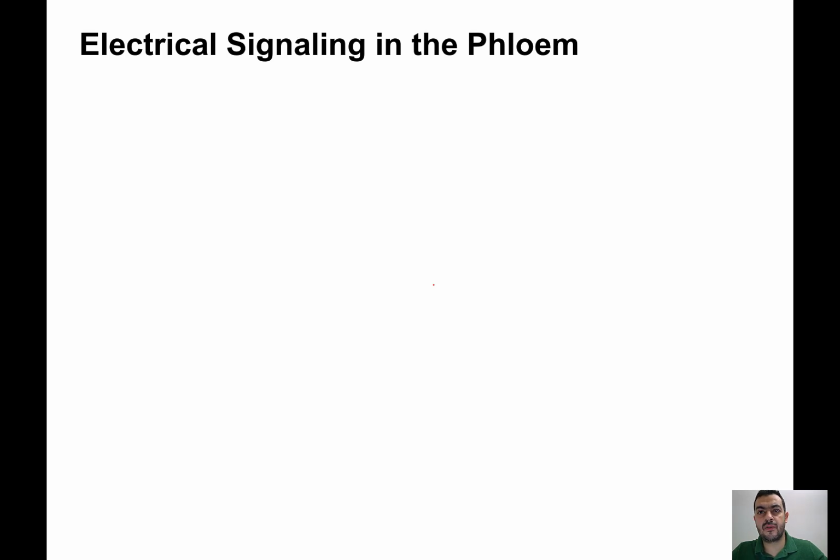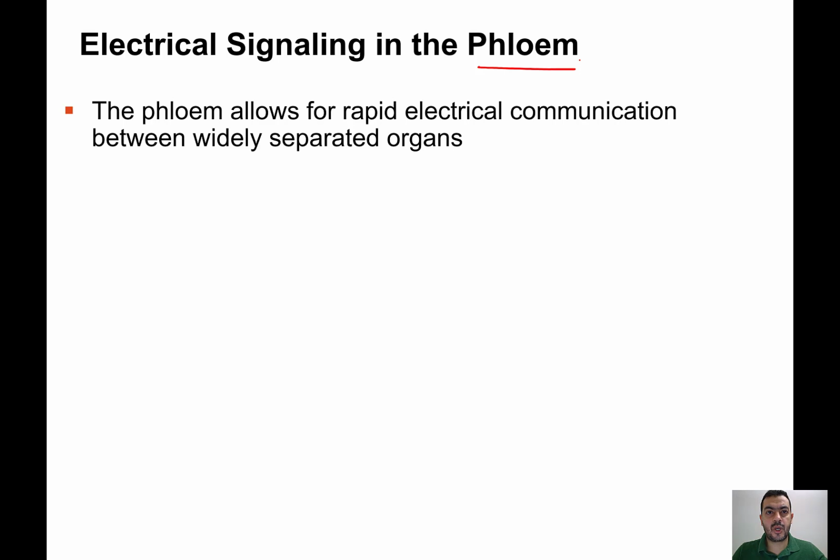So we have already covered the phloem in a previous video, and we have discussed the main role, which is the transport of the products of photosynthesis, so the sugars, from the producers, which are the leaves, to the different parts of the plants. So in addition to this role, we are adding another role of the phloem, which is the electrical signaling communication between the different parts of the plants, especially the widely separated organs.